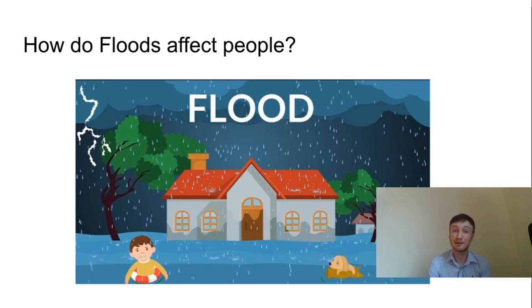Floods can damage your property, go into your living room and destroy your TV. Water is very damaging to some things. People can get washed away in a flood. Maybe they could drown. Maybe their pets. You see, we've got a little dog here. He's being washed away in a flood.